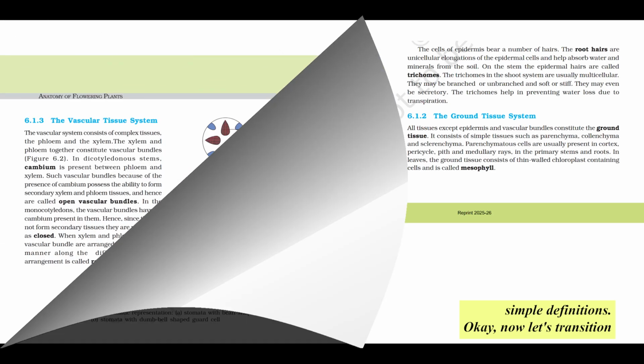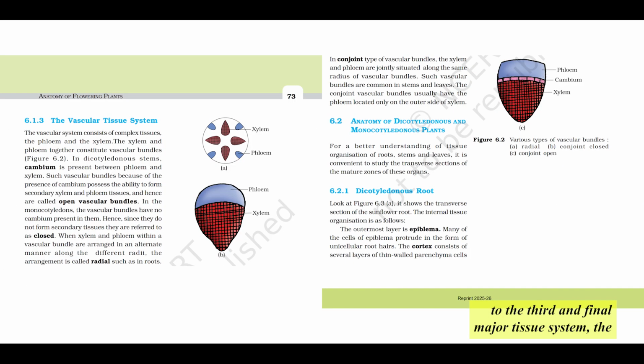Okay, now let's transition to the third and final major tissue system, the vascular tissue system. As its name strongly suggests, this is the conducting system, the transport system of the plant. Think of it as the plant's internal highway network, efficiently moving essential stuff throughout the entire plant body. This intricate system is made up of what we call complex tissues, the xylem and the phloem.